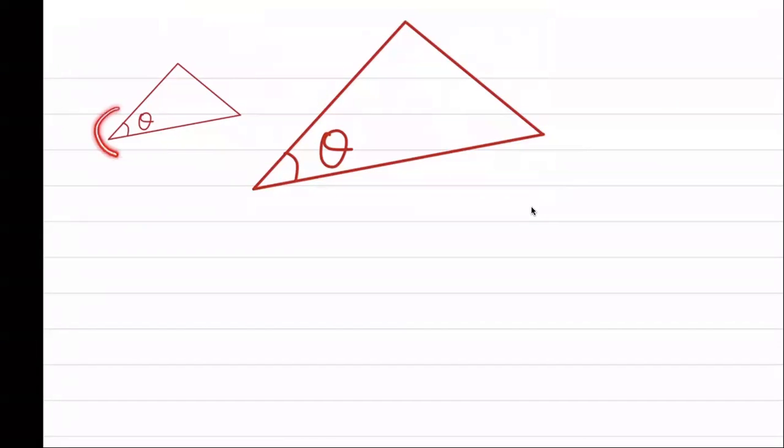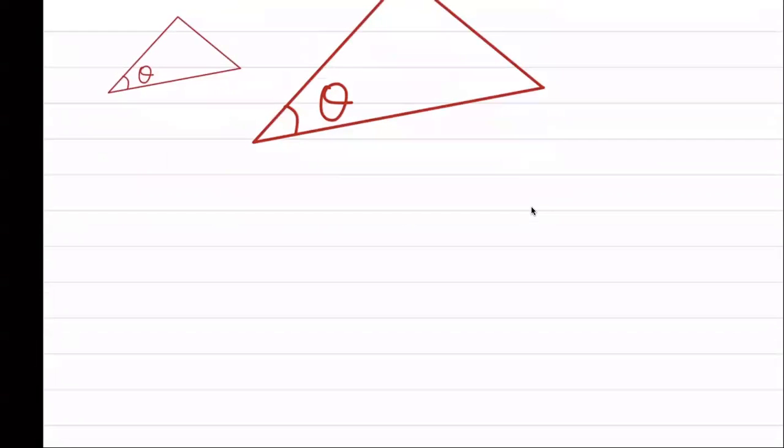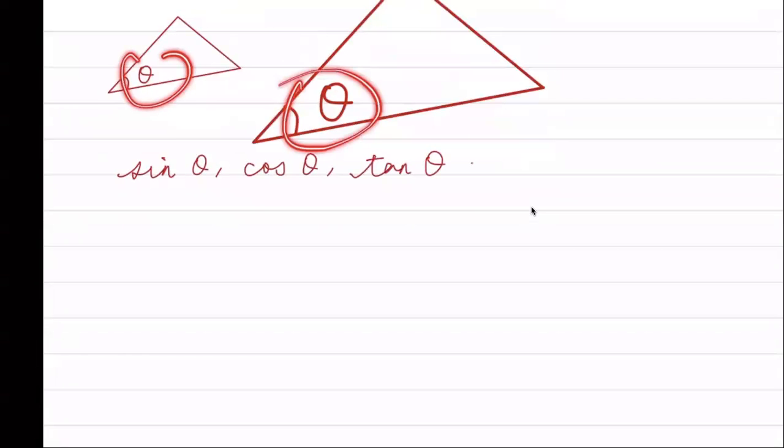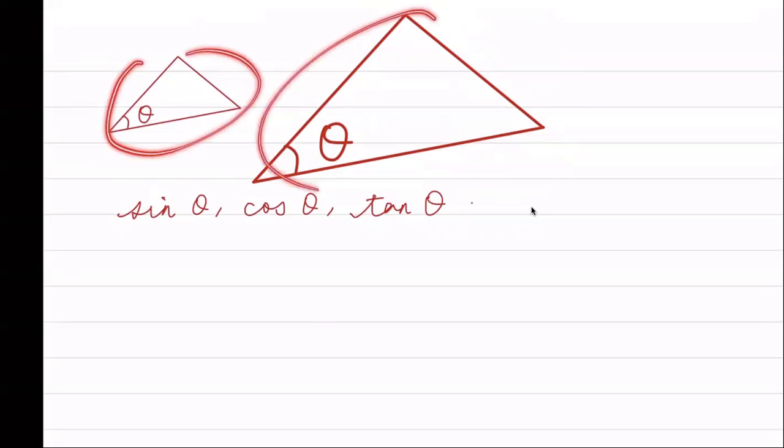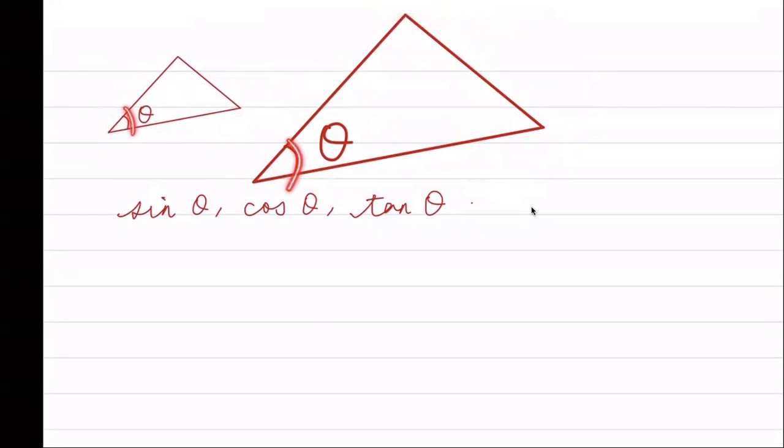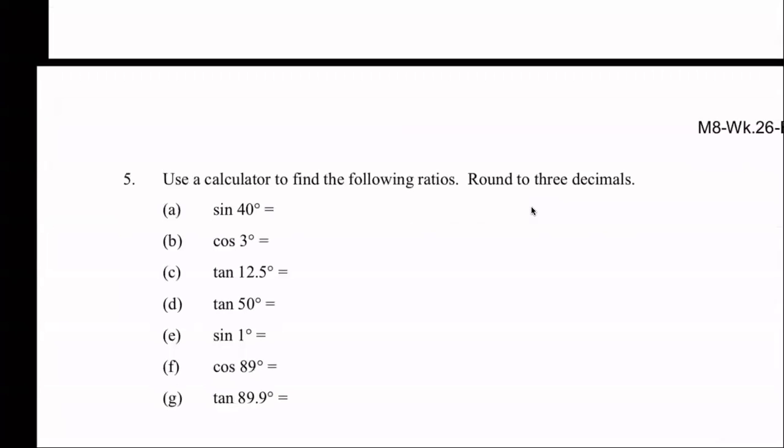But because the angle is still equal to theta, sine theta, cos theta, and tangent theta of these two thetas are the same. So all the trig functions don't change as the size of the triangle changes, as long as the angle stays the same. That's the simple fact the question was trying to tell us. So that's question 4.